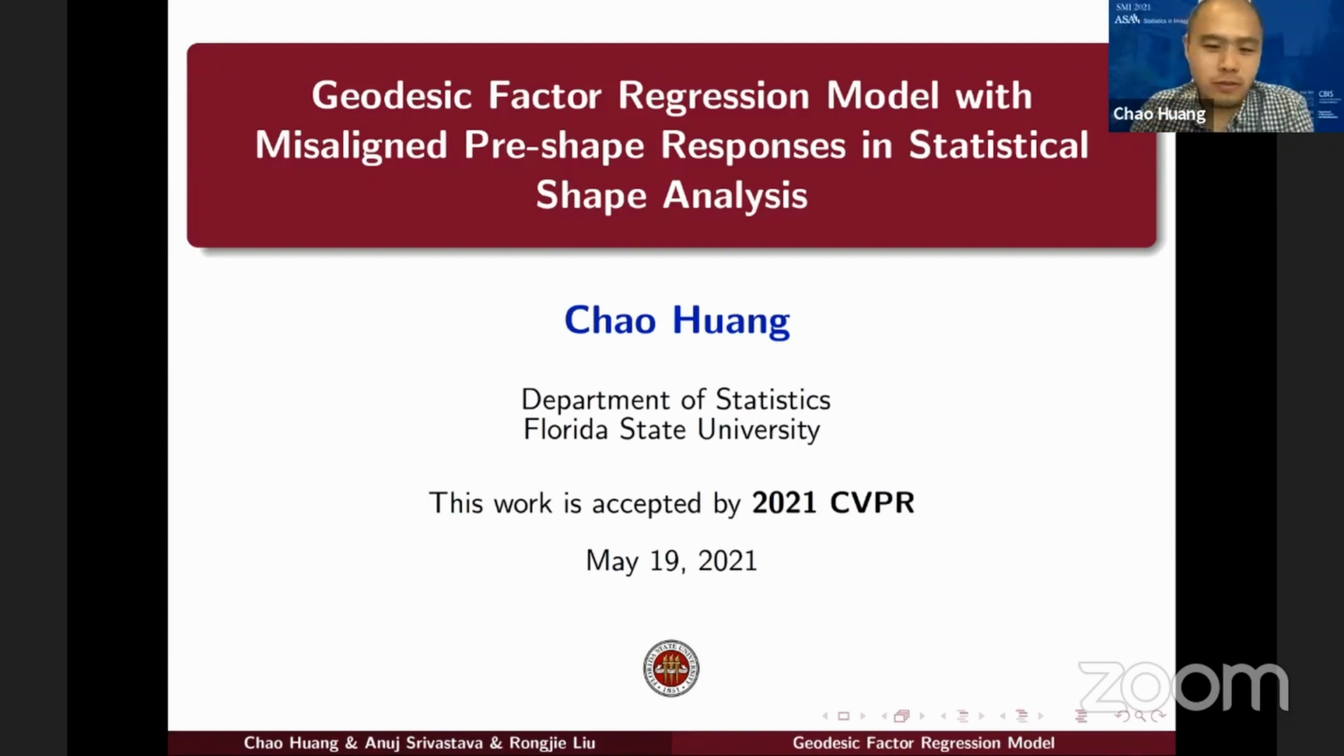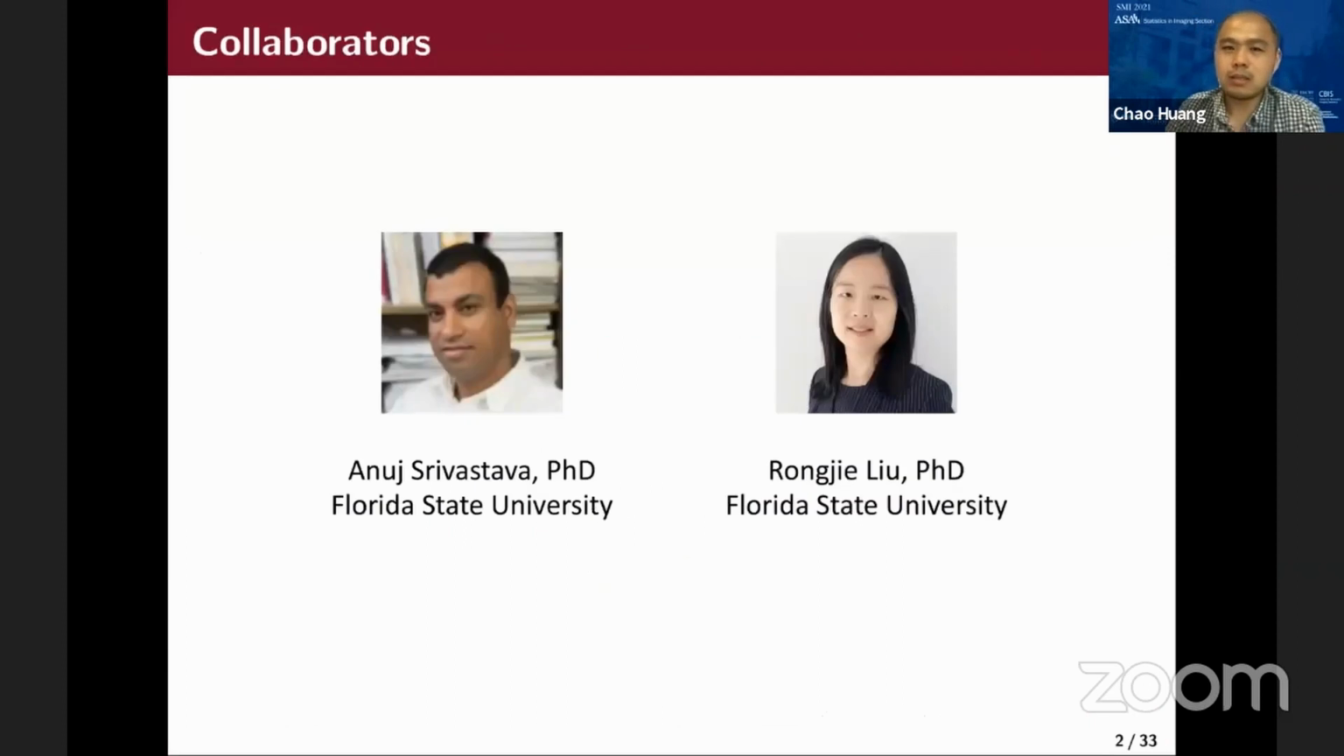Okay, thank you for the introduction, Sebastian. Today I want to introduce some of my recent research work. The title is Geodesic Factor Regression Model with Misaligned Pre-shape Response in Statistical Shape Analysis. This work was just accepted by CVPR 2021 as an invited oral presentation. It is joint work with my colleagues Anuj and our new incoming professor Rongji Liu.